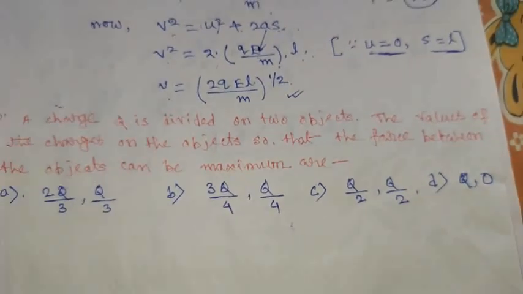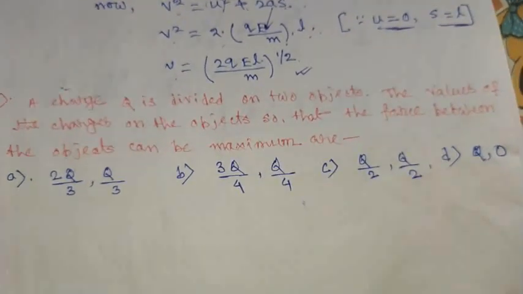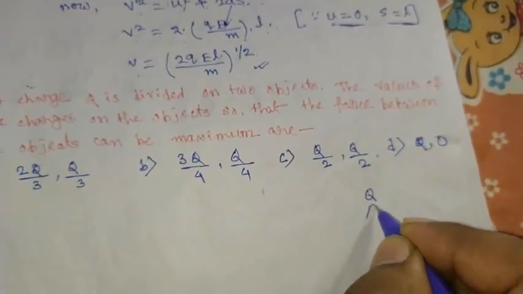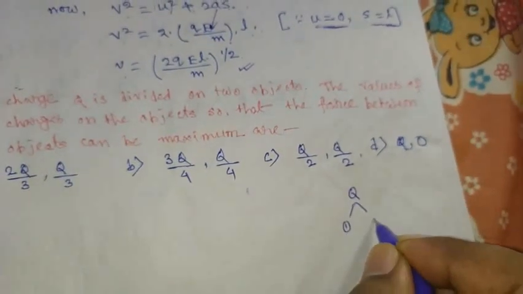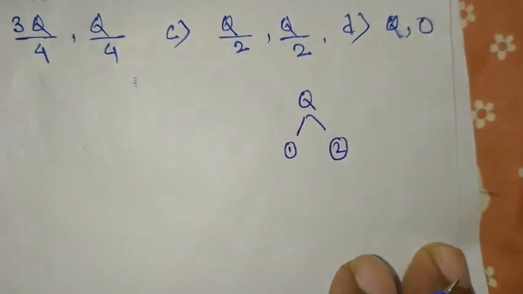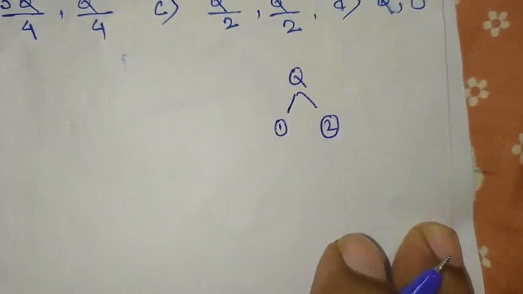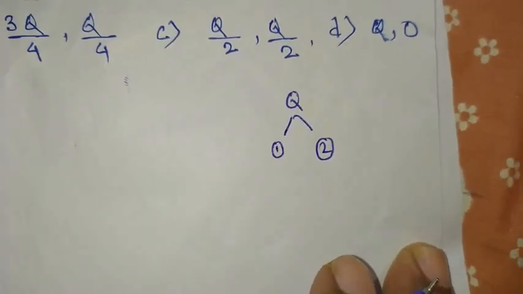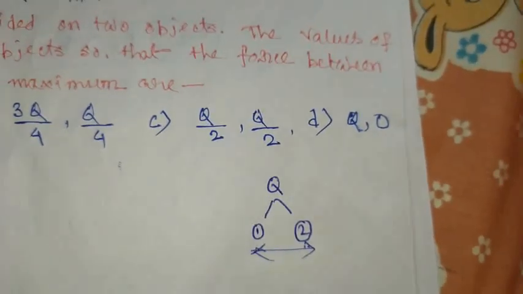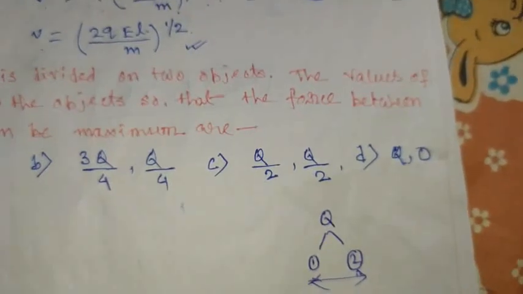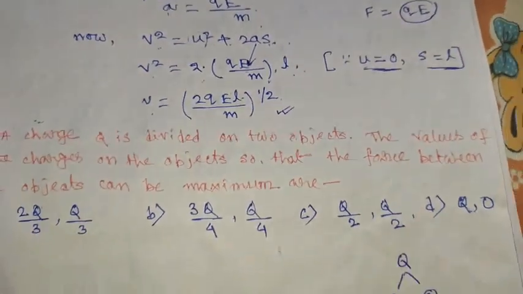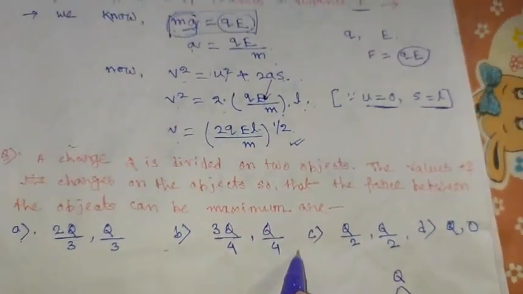That means the question wants to say that a charge Q is divided into two parts and given to two different bodies, and we have to find these two parts so that the interaction between the two bodies will be maximum. That means the equation of force will be maximum. Okay.